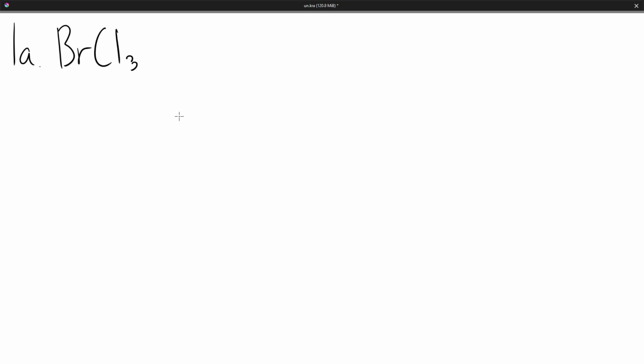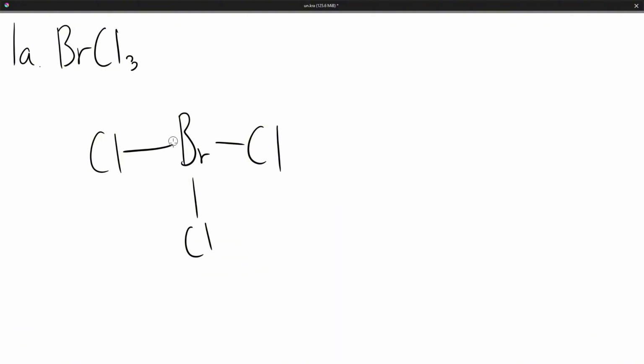So it's Br, Cl, Cl, Cl. Bromine is the central atom because it's the least electronegative of these two atoms present. So you guys should know how to do Lewis dot structure by now, I hope. So I'll just go through real quick and do it for you guys.